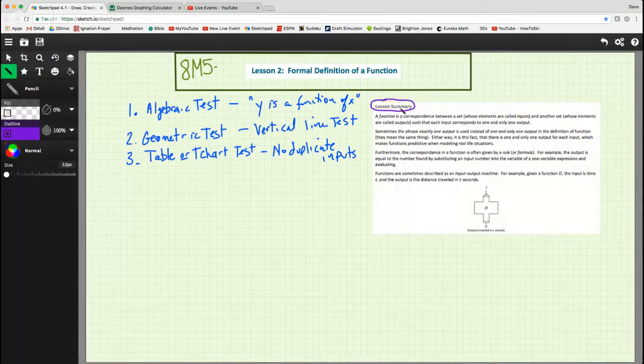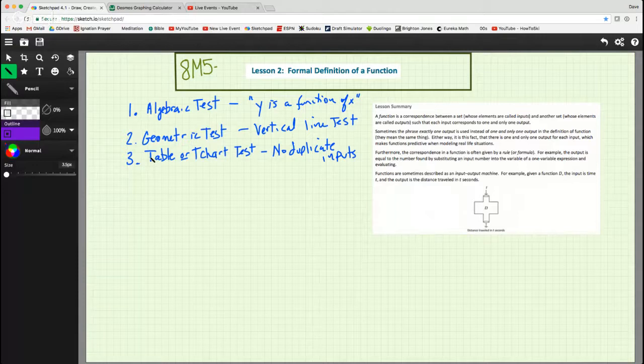go straight to the lesson summary that you have in your notes or your handouts. A function is a correspondence between a set of numbers called inputs and another set called outputs. And each input corresponds to one and only one output. Now, this gets very wordy, and you can think of functions as input-output machines like this. You put a number in and you always get a number out.